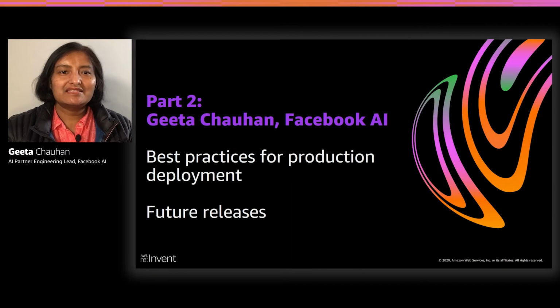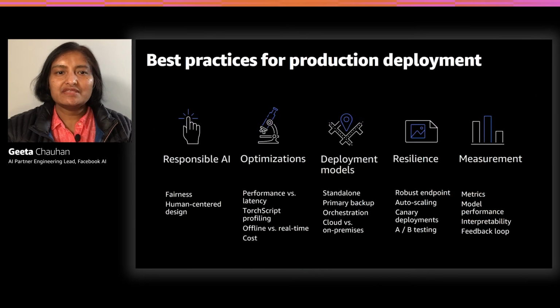Thanks, Shashank. Let's dive into the best practices for production deployment. In order to have success for your models in production, one needs to start with responsible AI with fairness and human-centered design in mind. After the model is trained, one has to go through the optimization phase, which involves looking at things like performance versus latency optimizations, torch scripting the model for higher throughput, taking into consideration whether the model will be deployed in offline versus real time, and the cost considerations.